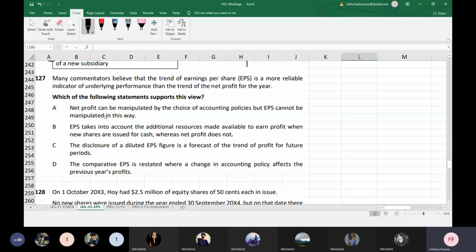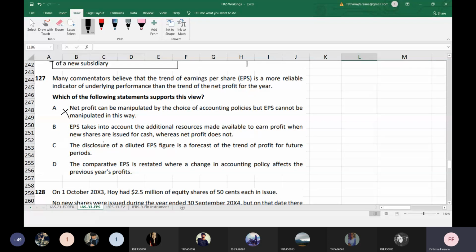The first one: net profit can be manipulated by the choice of accounting policy, but EPS cannot be manipulated in this way. Is it true? No. Why? Because the EPS itself is calculated based on net profit. If net profit is manipulated, EPS is also manipulated. So this is not a proper argument.